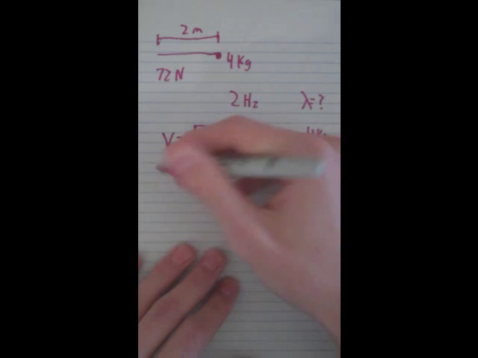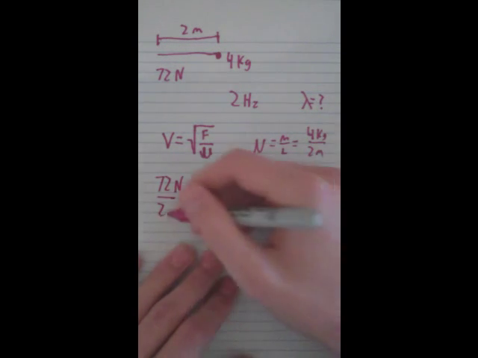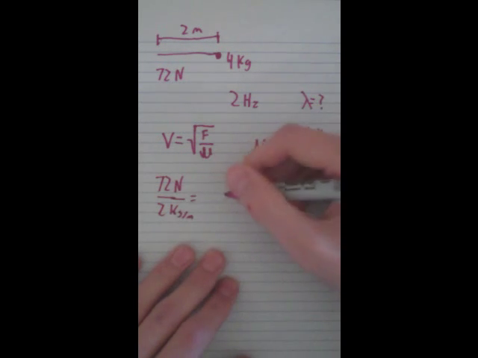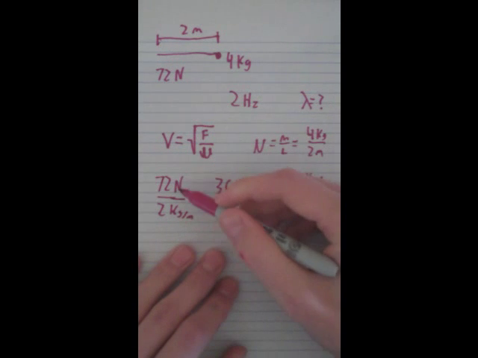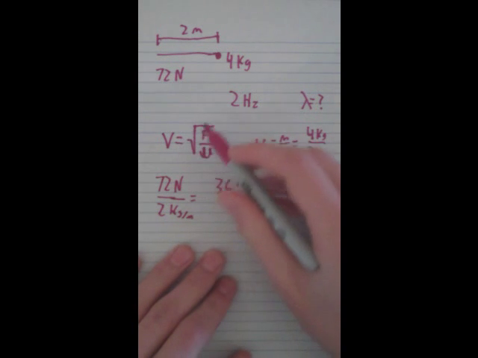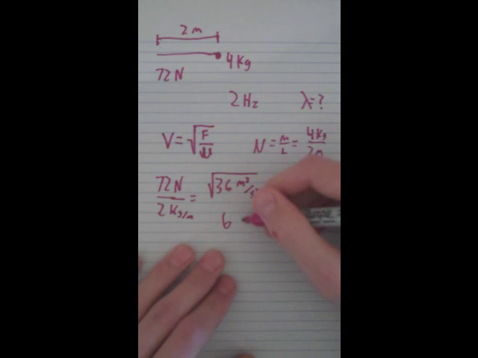So now that we have this mu, we just have to put the force over it. So our force again is 72 newtons over our mu, which is 2 kilograms per meter. And when you put this all out, it'll be 36 meters squared over second squared. That's if you do all this cross-multiplying with these units here, then that's what you come up with. But we still have to find the square root of it. So we find the square root, and that'll give us 6 meters per second. And that will give us our velocity of it.